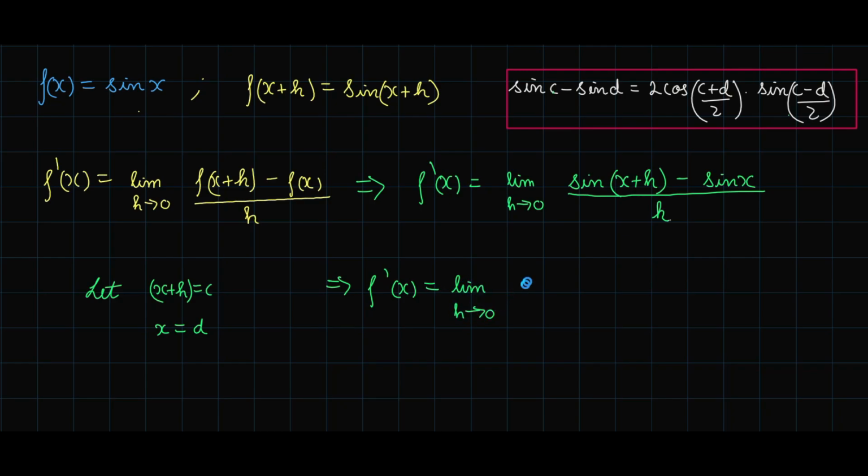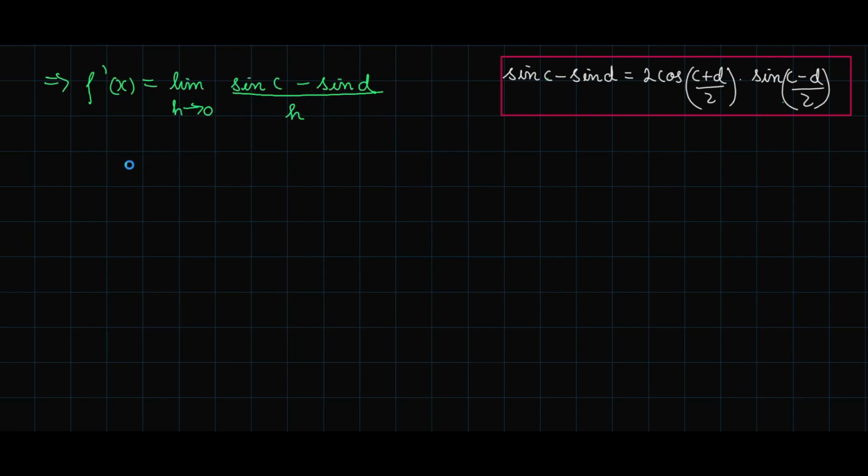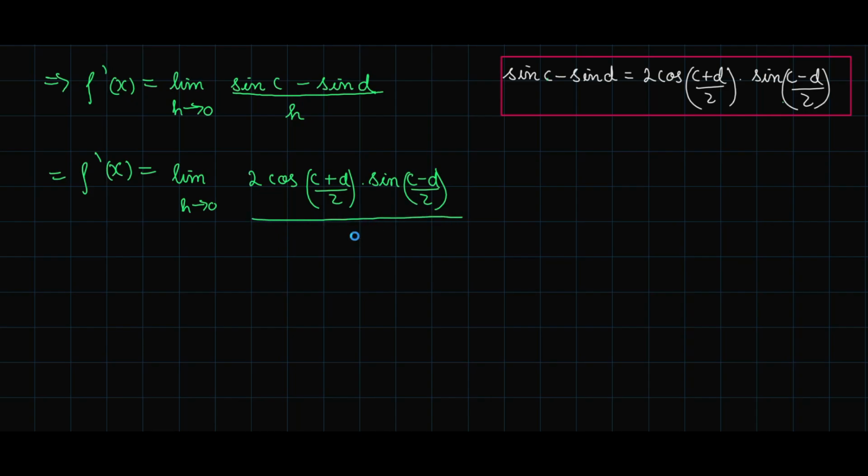From here we can write f prime of x equals limit h tends to 0 and then sin c minus sin d whole upon h. If we solve this equation, we get f prime x equals limit h tends to 0 2 cos c plus d over 2 times sin c minus d over 2 whole upon h.